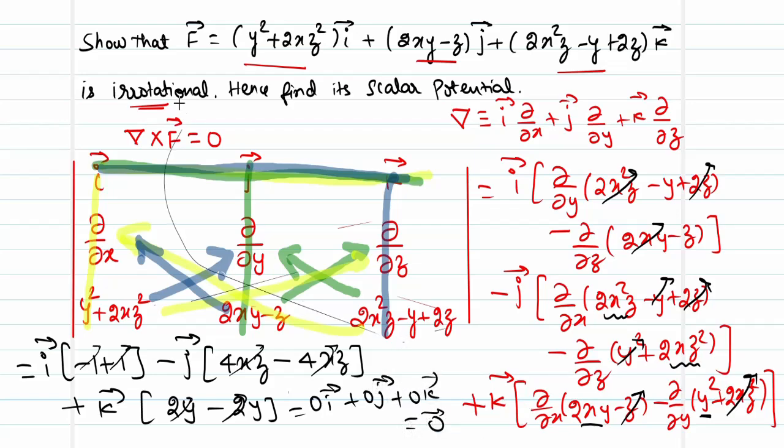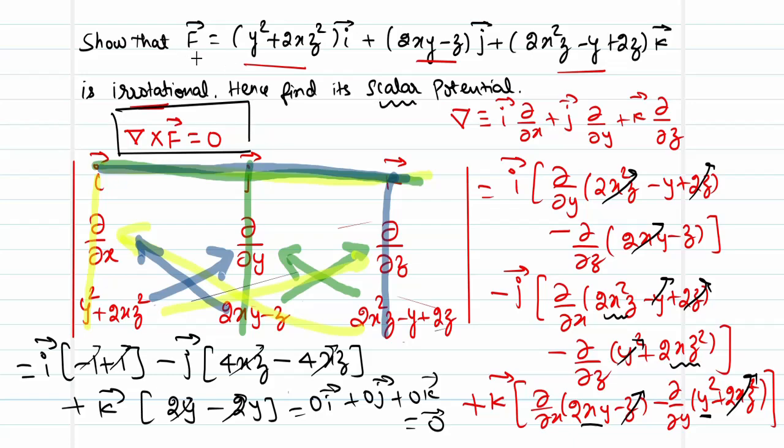Hence what we have proved, our del cross f is going to be equal to 0. Hence we have del cross f as 0. So the vector is irrotational. And now comes the second part, which is finding its scalar potential. Now how to go about finding the scalar potential?